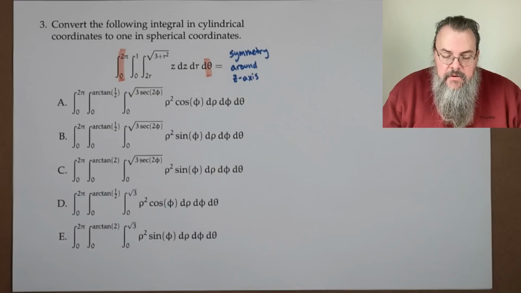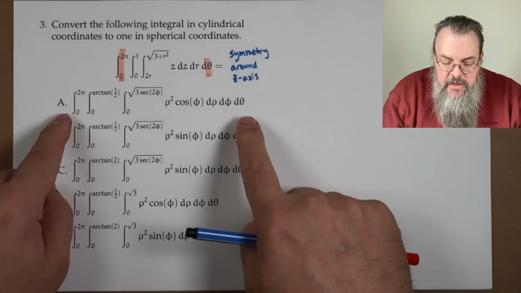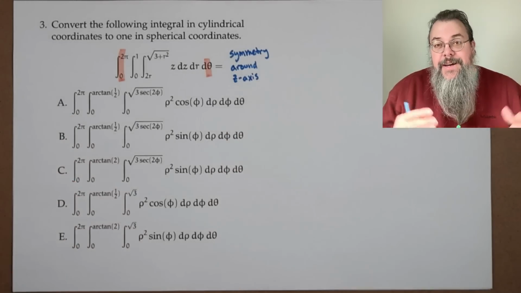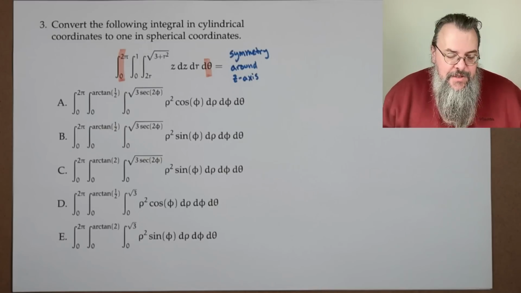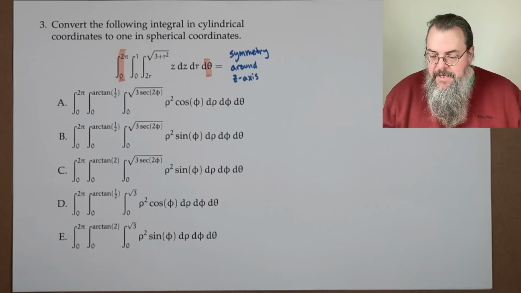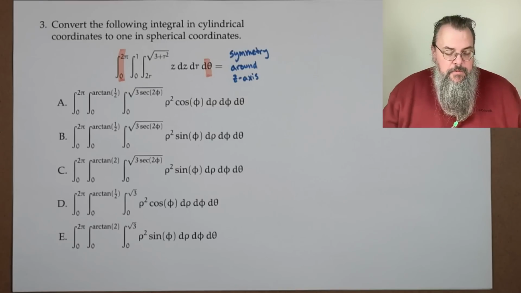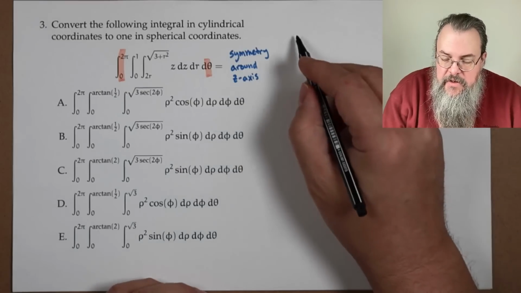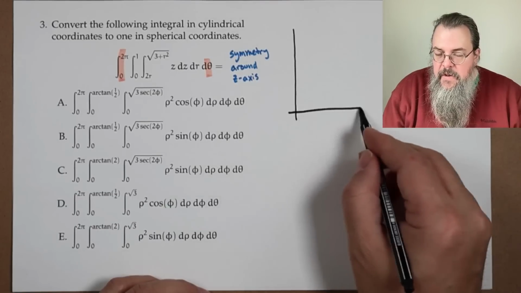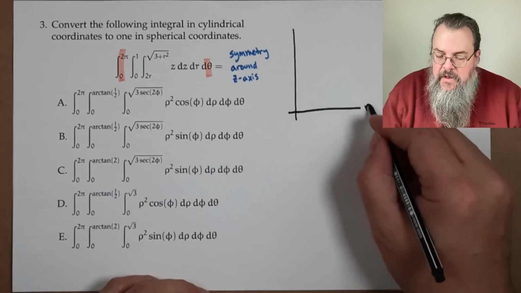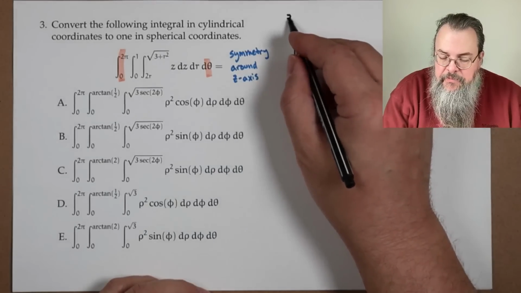Well, let's see, what else can we say? We should check. Theta is 0 to 2 pi, yeah. So that doesn't narrow anything down. Okay, so let's do a sketch. Let's look in our RZ plane. So we'll draw some lines here, and R and Z.